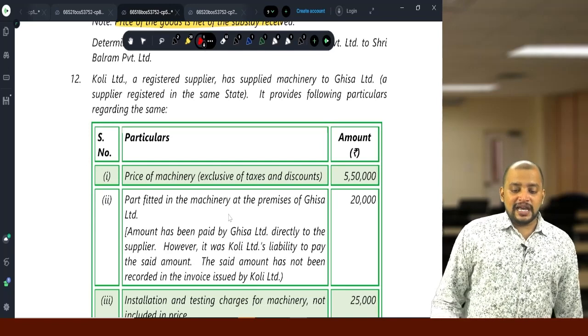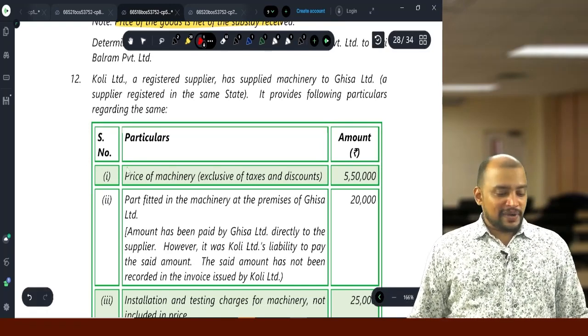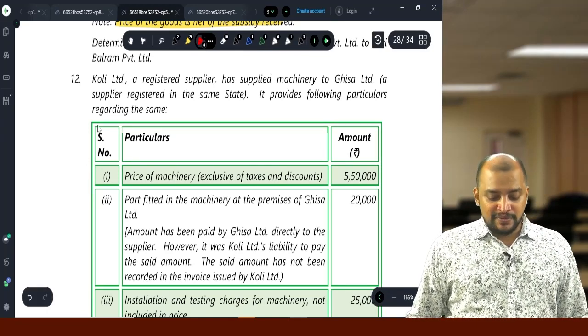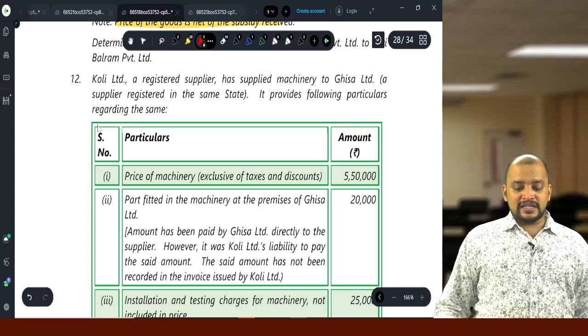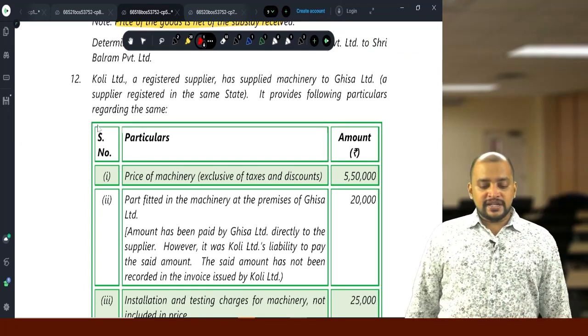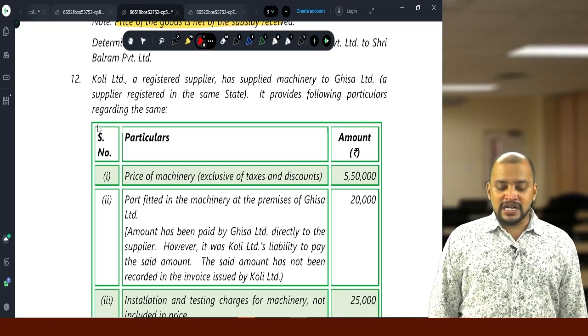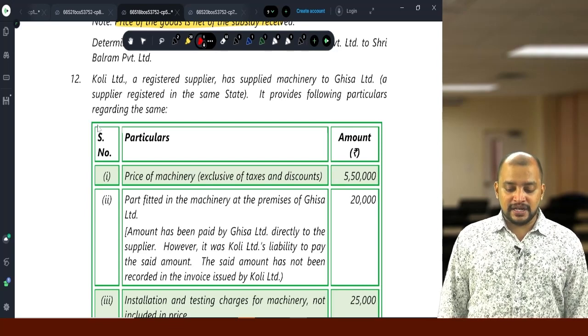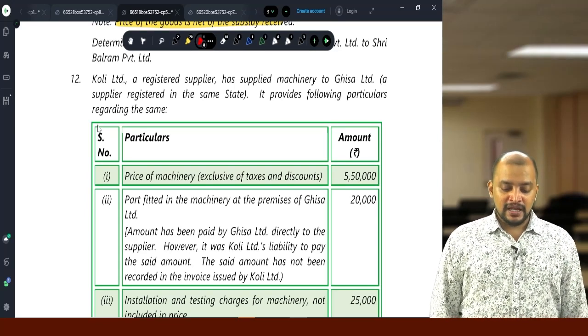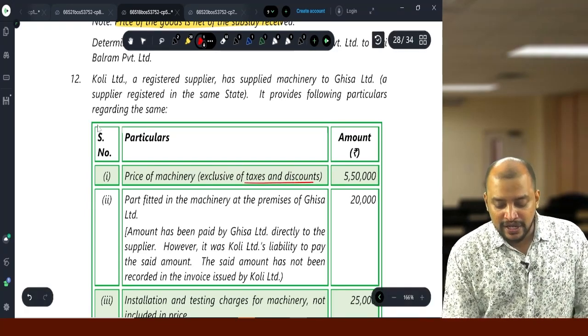Kohli Limited, a registered supplier, has supplied machinery to Geisha Limited, a supplier registered in the same state. It provides the following particulars regarding the same. Price of the machinery exclusive of taxes and discounts is 5,50,000. So, exclusive of tax and discounts.